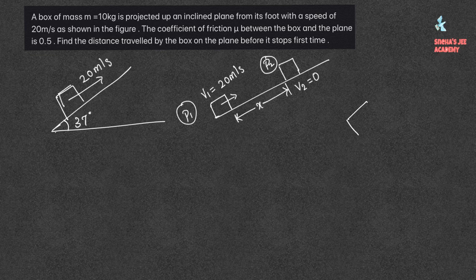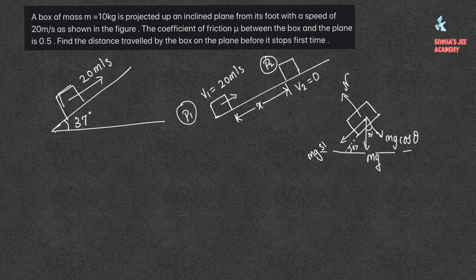So let's draw the forces acting on the block. The block is like this, inclined. This is the normal force, which is perpendicular to the surface. This is mg, so this will be mg cos theta. As you can see, this is the angle, so if this is 37, then this is 37. So this is mg cos theta, and over here this will be mg sin theta.